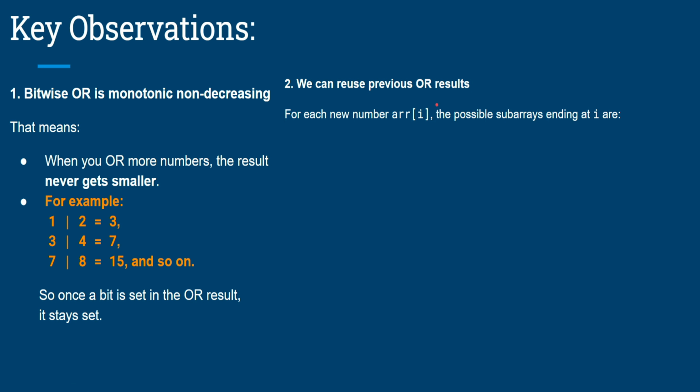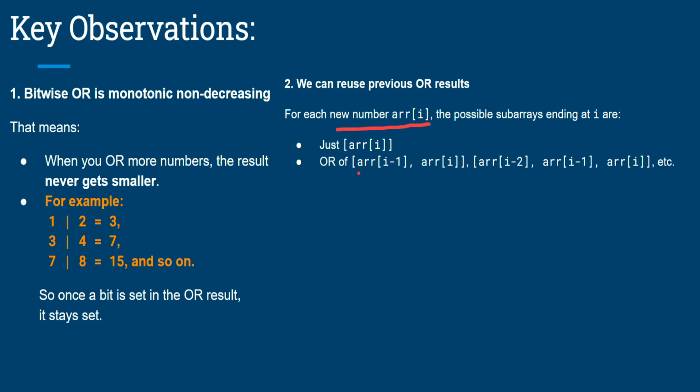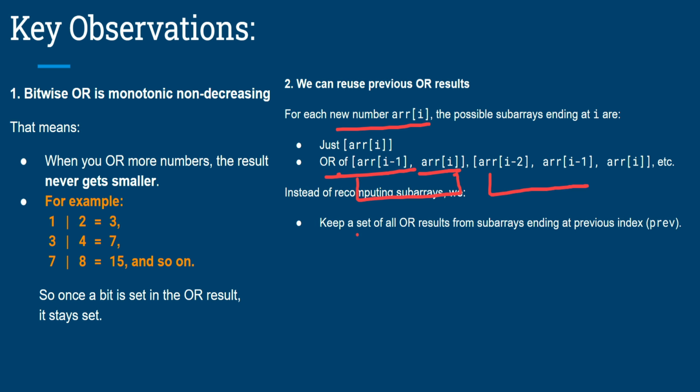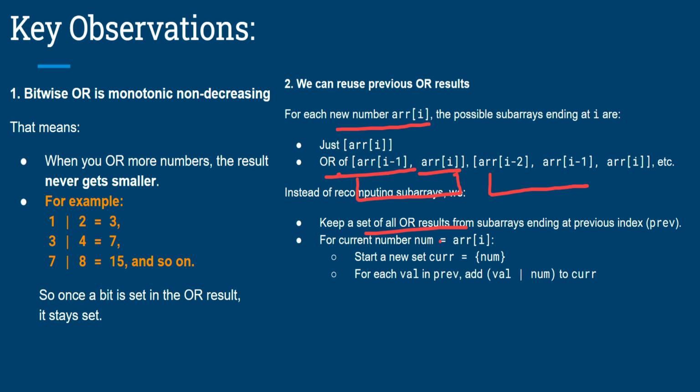So we can reuse the previous result for each new array, that is, the subarrays ending at I. So you just take the OR of the result with the previous one, from array at I, array at I minus 1, then array at I minus 2, like that. You keep doing that, and instead of recomputing, you keep all the sets in the result. Okay, so this is the way we will do it.